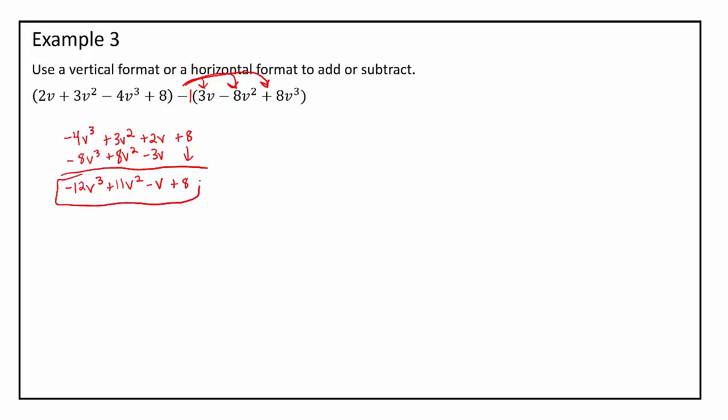This has been an introduction to adding and subtracting polynomials, as well as an introduction to the vocabulary we use when we're talking about polynomials.